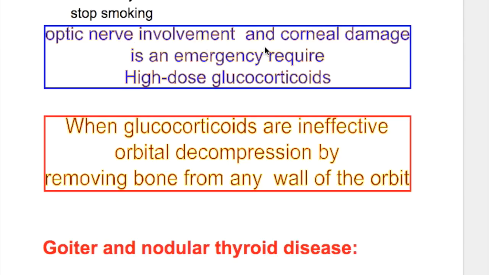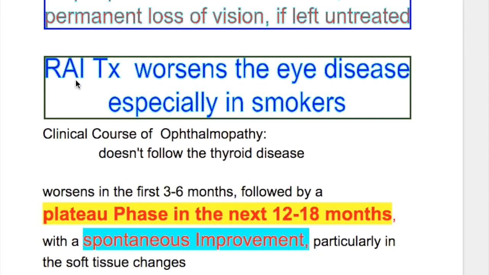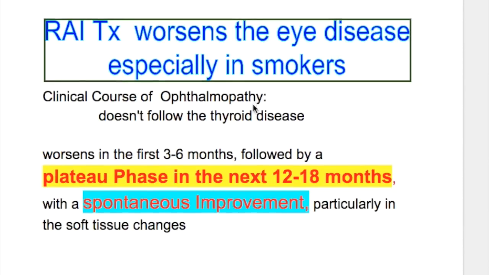Optic nerve involvement and corneal damage is an emergency, and that requires high dose glucocorticoids. What if glucocorticoids are ineffective? Orbital decompression by removing bone from any wall of the orbit. Radioactive iodine treatment, as I already told, worsens the eye disease, especially in smokers, which is a major risk factor.